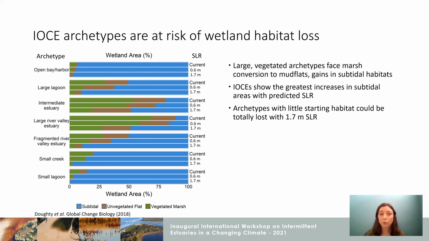So again, much more work to be done, but this was our first step in providing vulnerability in terms of wetland habitat loss in the Southern California region. Again, designed specifically for this region to account for some of these considerations like intermittently opening and closing estuaries.